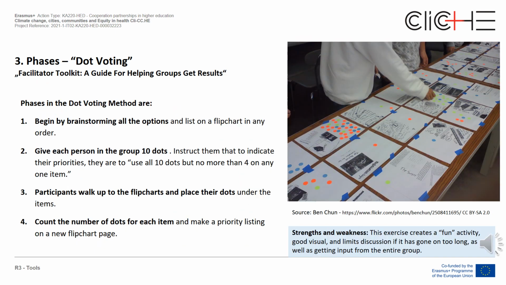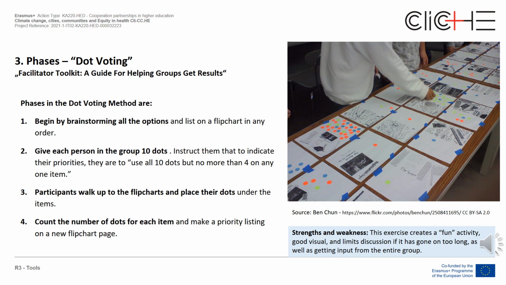Steps in the dot voting method are: first, begin by brainstorming all options and list them on a flip chart in any order. Leave enough space between the items to place sticky dots. Give each person in the group 10 dots. They should use all 10 dots, but no more than 4 on any one item. Therefore, 4 dots would indicate their top priority.